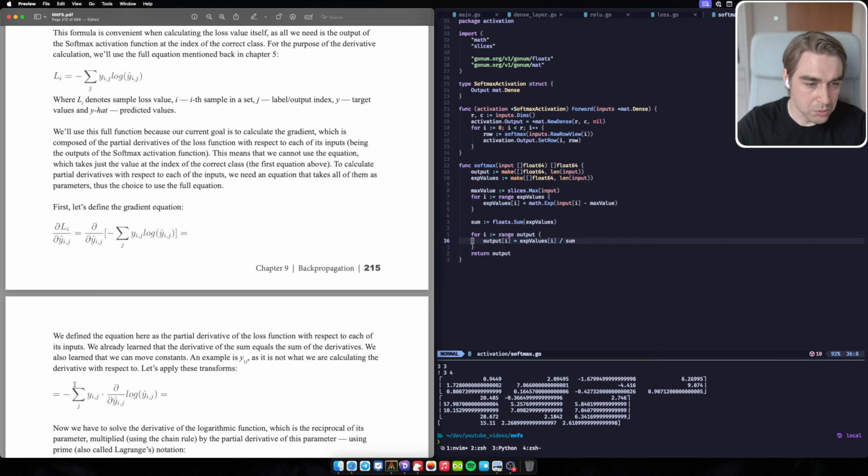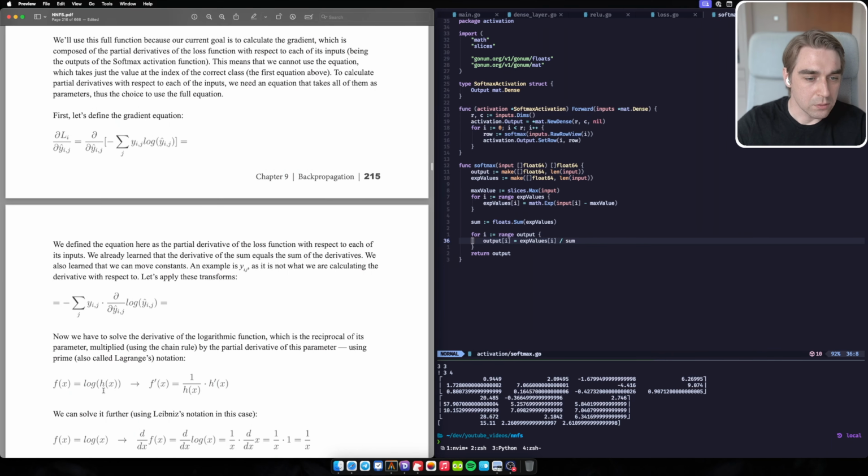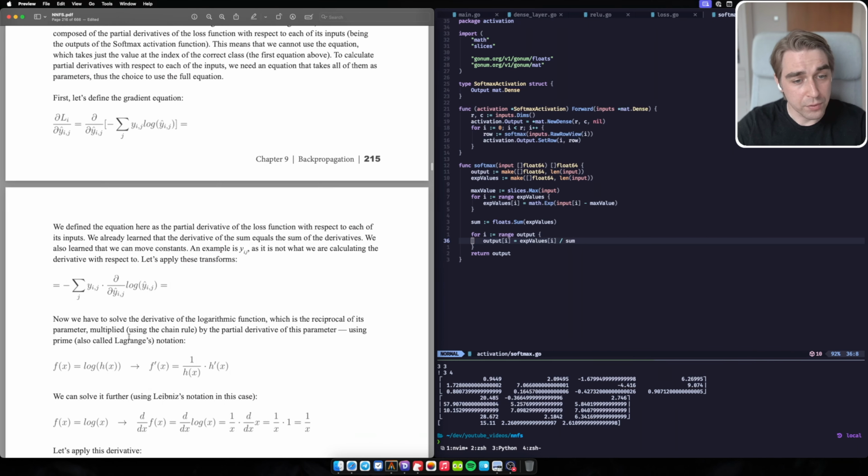Let's apply this transform. We have the sum of the target values as constant values multiplied by the derivative of the logarithm. Now we have to solve the derivative of the logarithmic function, which is the reciprocal of its parameter, multiplied using the chain rule by the partial derivative of this parameter.